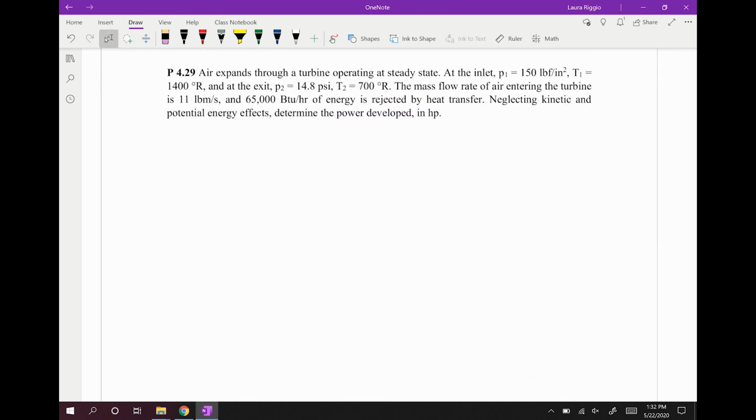We're going to do another example where we have air expanding through a turbine operating at steady state. We know the inlet pressure is 150 psi and the temperature is 1400 degrees Rankine. At the exit, we know the pressure is 14.8 psi and the temperature is 700 degrees Rankine. The mass flow rate of the air is given as 11 pounds per second. And it tells us that 6,500 BTUs per hour of energy is rejected by heat transfer. We're told to neglect kinetic and potential energy changes. We have to determine the power developed by the turbine.